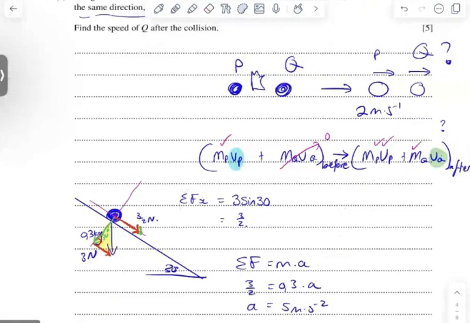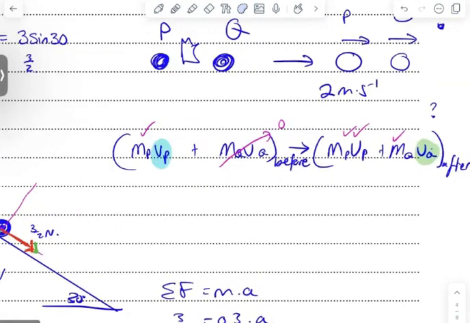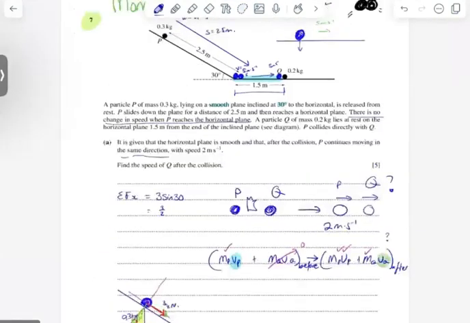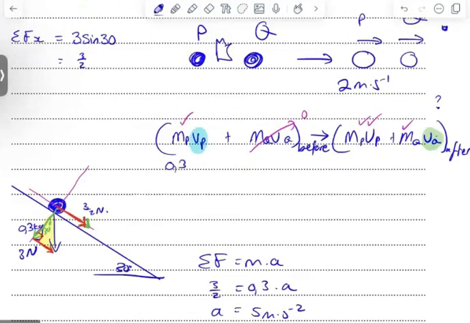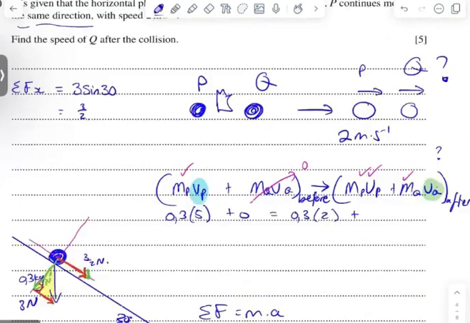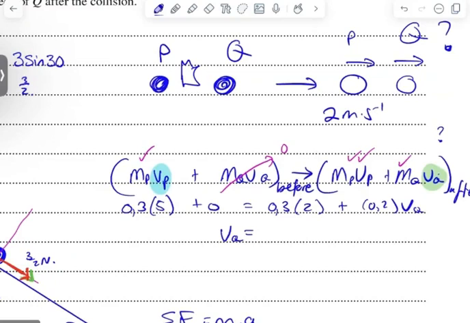I'm going to just go directly from what I've already set up here. So as you're writing this, you might need to figure out how to do it a little bit neater, but for the sake of this question, I'm just going to keep going here. So we know it hits it at 5 meters per second. That's going to be 0, and this is equal to 0.3. Then we said it continues at 2, and the mass of P is 0.2, and we don't know what the velocity is. Sorry, the mass of Q is 0.2. Okay, so the only unknown in this equation is the velocity of Q.